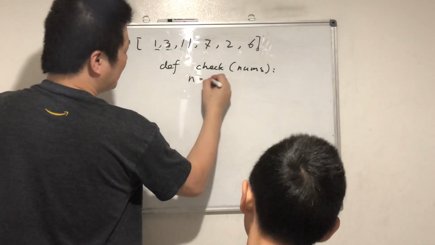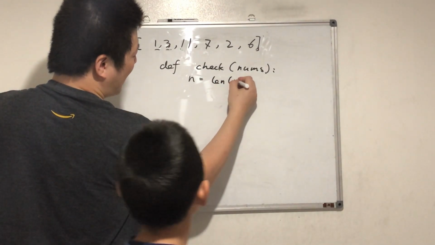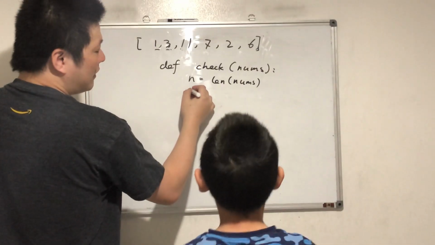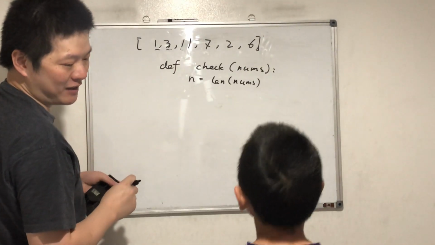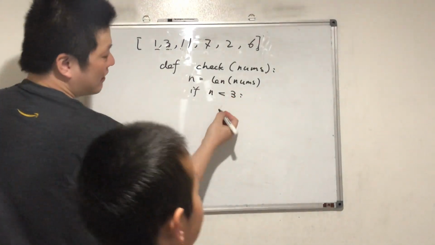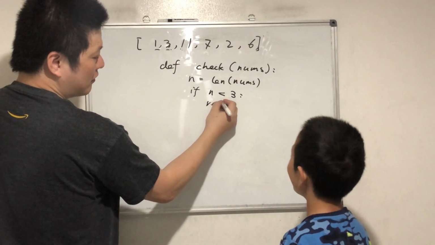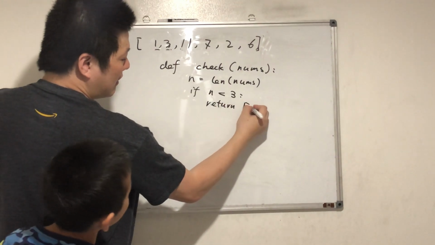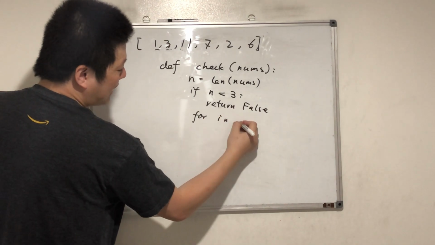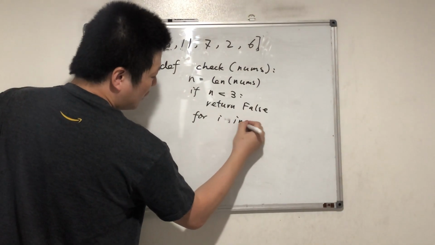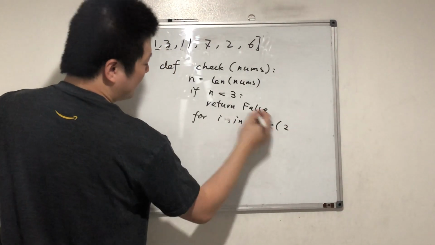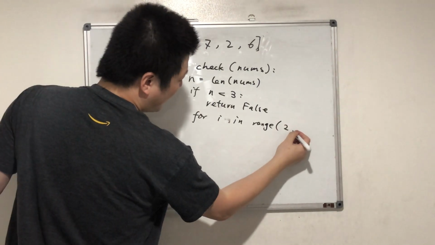Okay, so n equals the length of nums. If there are fewer than 3 numbers, we can't find it, right? So if n is smaller than 3, return false. Then we can do this: for i in range, we start with 2, which is the third number, 0, 1, 2, and then up to n.